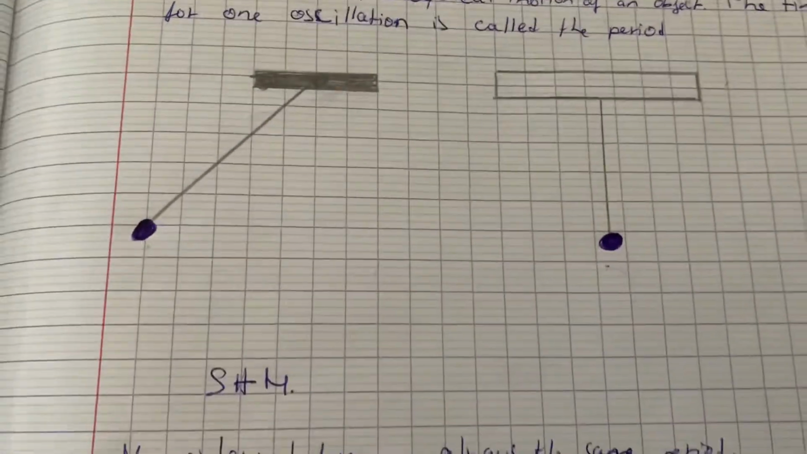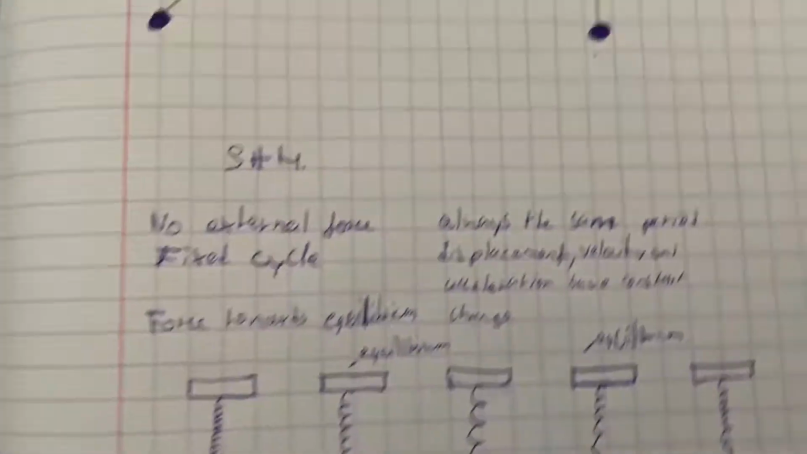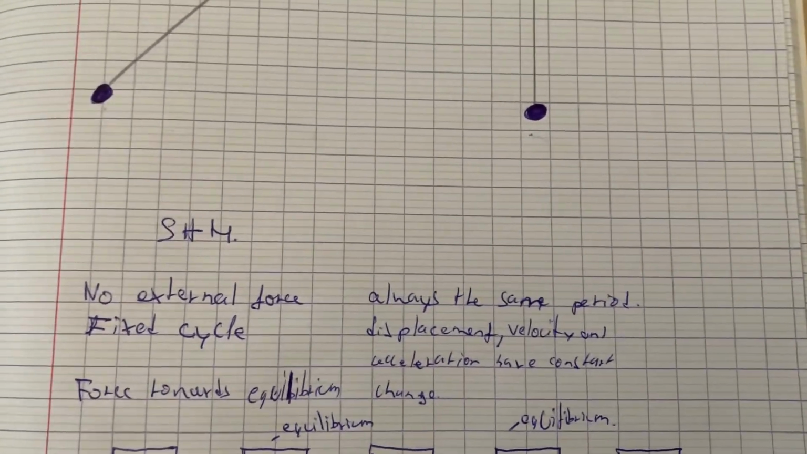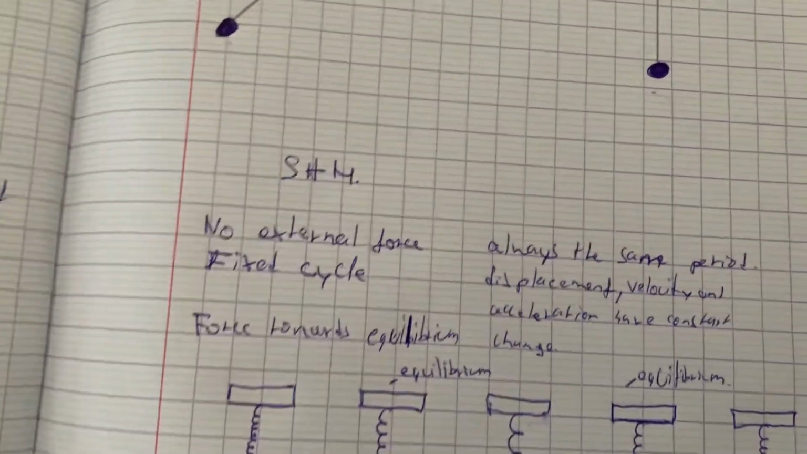And then we're going to talk about simple harmonic motion. To have simple harmonic motion, you need a couple of conditions. First, you need to have no external force acting. The only force that is acting is towards the equilibrium, and it's called the restoring force.